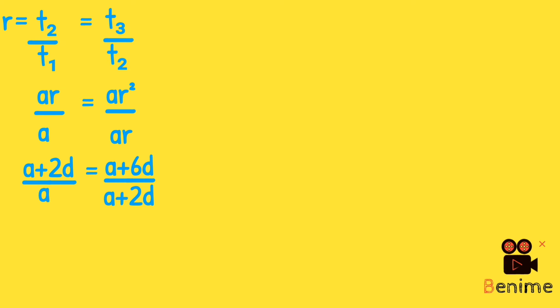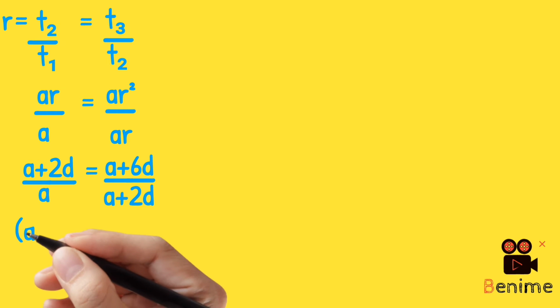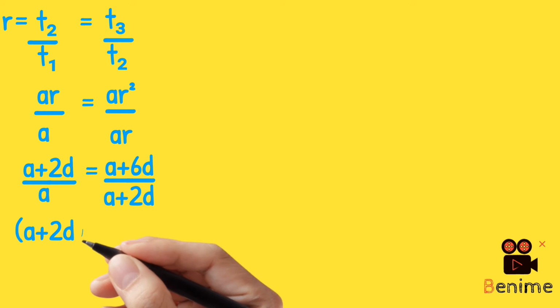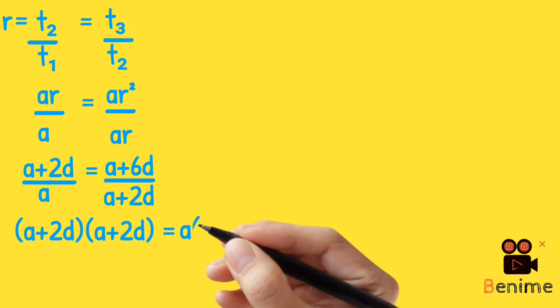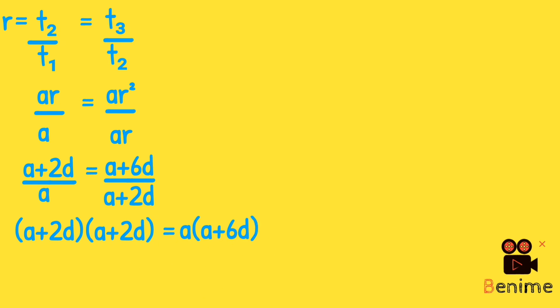So you cross multiply at this stage. You have open bracket A plus 2D close bracket, then another bracket A plus 2D close bracket. That's cross multiplication, to be equal to A open bracket A plus 6D, on the other side. So we expand both brackets.